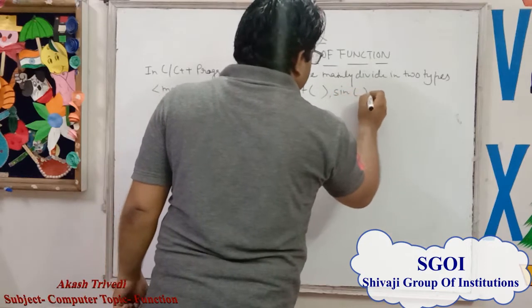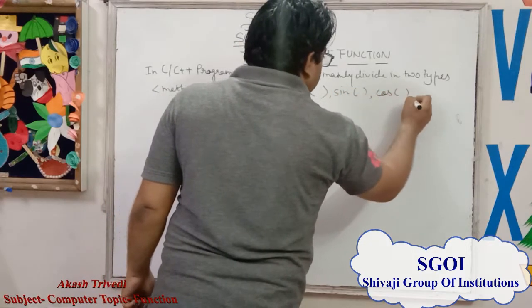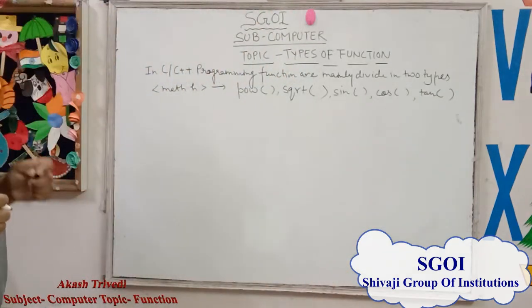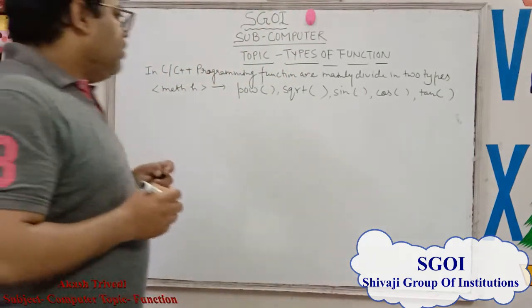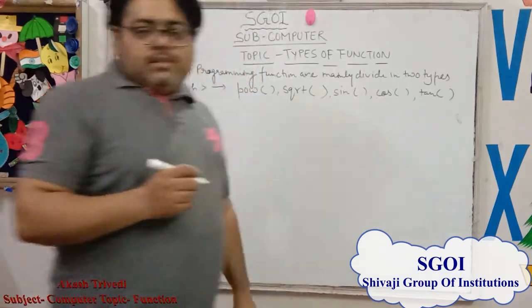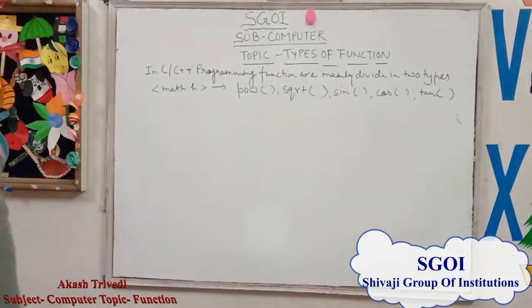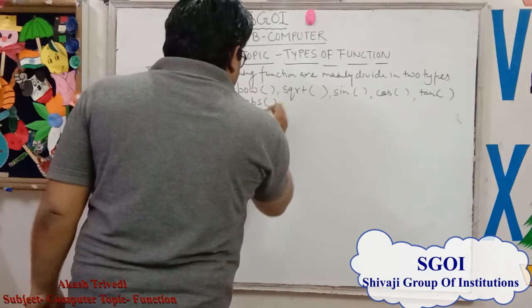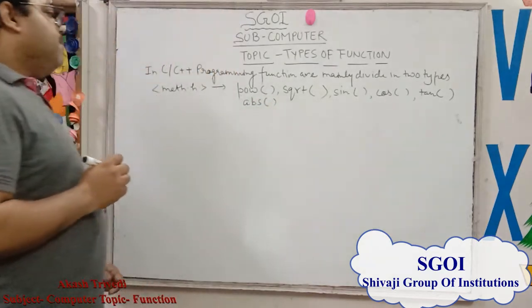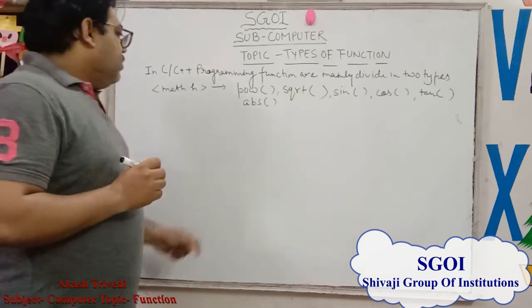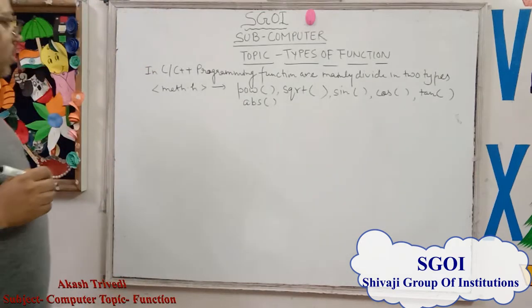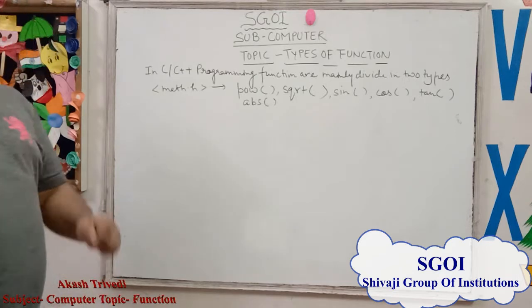Sine, cos, tan. These are the functions which return the value in degrees. And another function is abs that returns the absolute value of the number. Absolute value means positive value of a number.